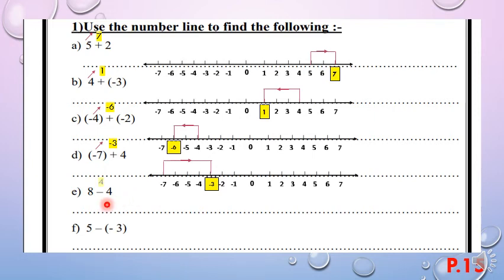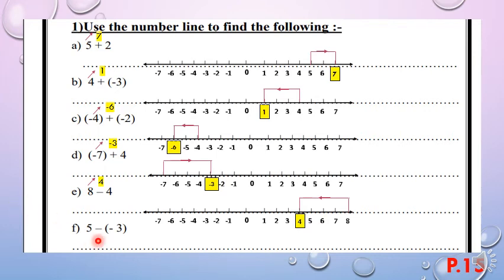E. 8 minus 4. The result is 4. I'm going to move from 8 till I reach 4 on the number line. Here is 8. Go up, then go left till I reach 4. Go down on 4. This is my answer.